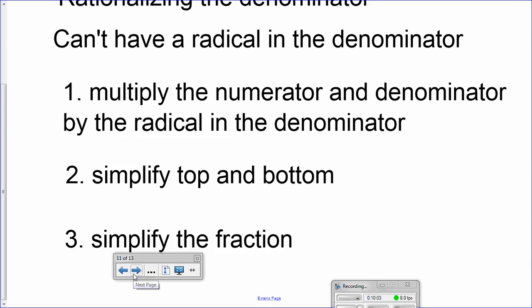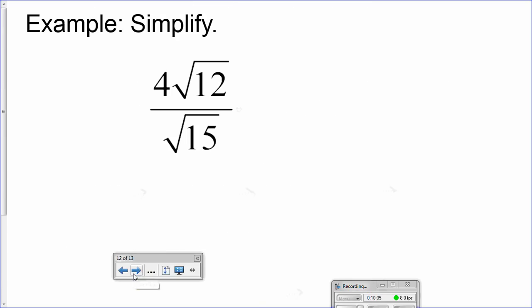Okay? So here's an example. We have 4 square root of 12 over the square root of 15. So our issue is that we have a square root in the bottom. Okay? Now to undo that, I'm going to go ahead and multiply by that denominator on both the top and bottom. I have to do both top and bottom because square root of 15 over square root of 15 is equal to 1. And when I multiply anything by 1, it's still equal. So it's okay. I don't want to change the problem. I just want to manipulate the problem.